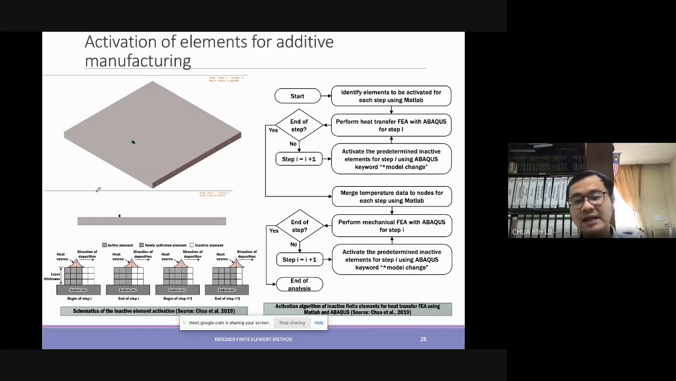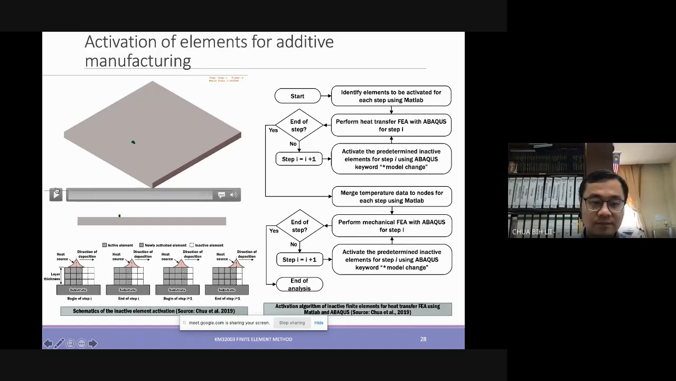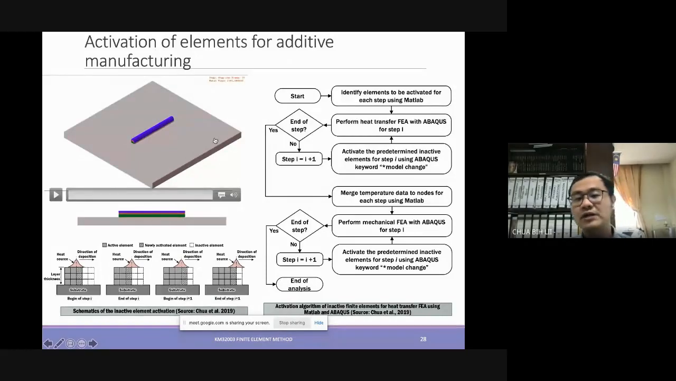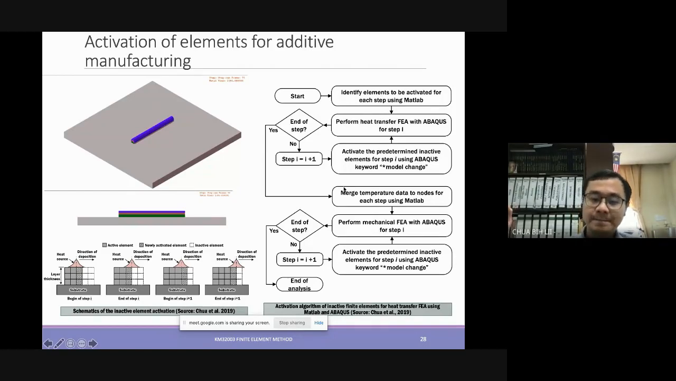This is a method in the finite element software where I've programmed it to activate the elements accordingly, to simulate the addition of elements, such as 3D printing or welding itself. So let's see if it's working. Okay, you can see that it is being simulated: one layer, second layer, and then the third layer. You can see the green at the bottom, then pink and the blue. So we can actually program it to simulate this kind of situation, to simulate the heat transfer.